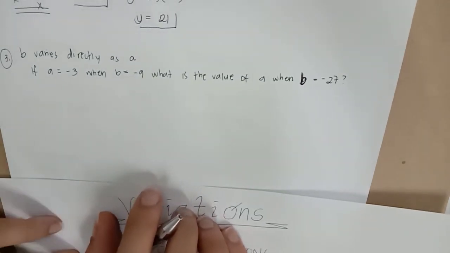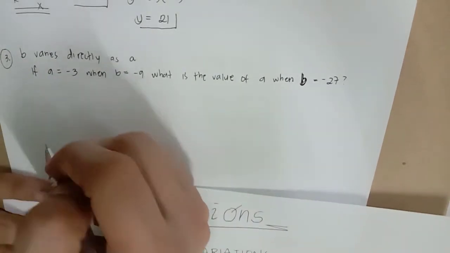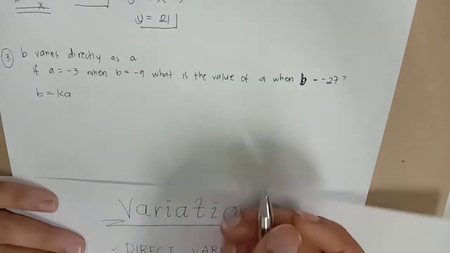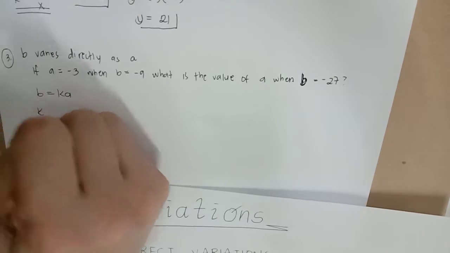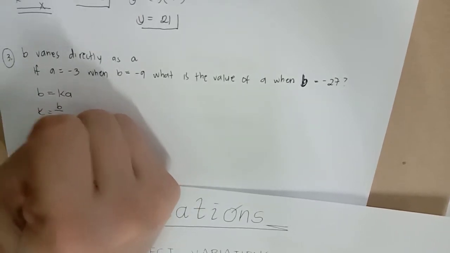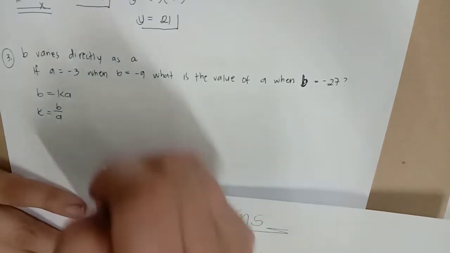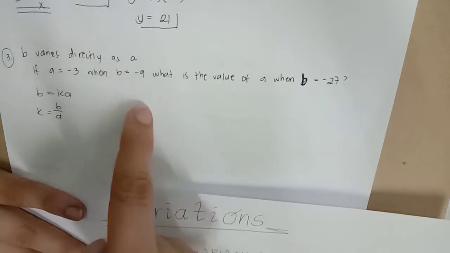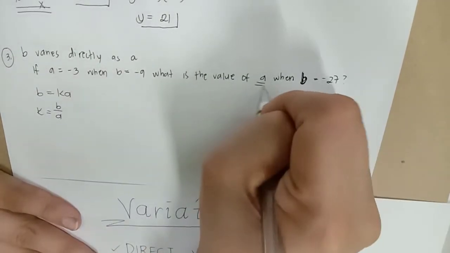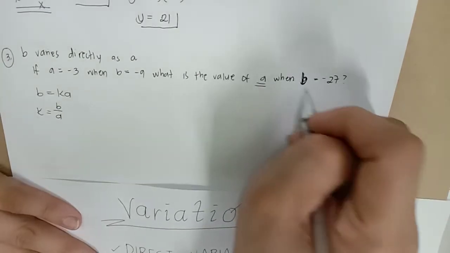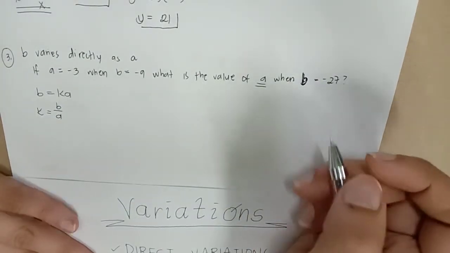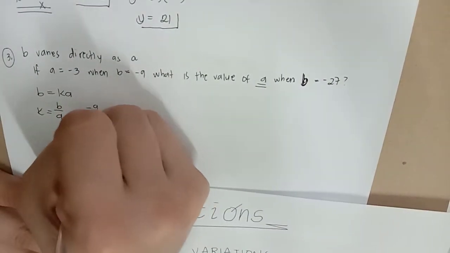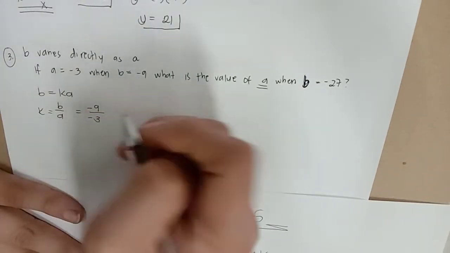Ayan. Alright, so, number 3, b varies directly as a. So, b is equals to ka. Alright, so to find the value of k, all we need to do is to divide b kay a. So sabi dito, if a is negative 3, when b is negative 9, what is the value of a? Okay, yung a ang hinahanap. When b is equals to negative 27. So substitute lang natin. So ang b natin is negative 9 divided by negative 3.